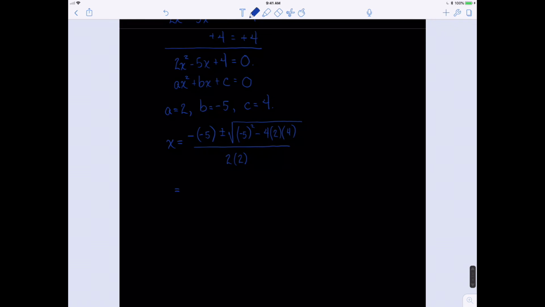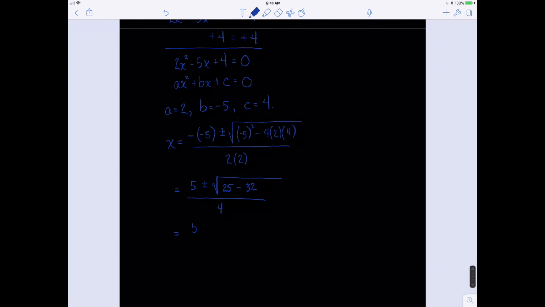And now it's just some arithmetic. At the very beginning, we have minus negative 5. That's just a positive 5. Plus or minus, we have a square root here. Negative 5, the quantity squared is 25. And then I have a minus, well, 4 times 2 is 8. 8 times 4 is 32, minus 32. Divide all of that by 4.